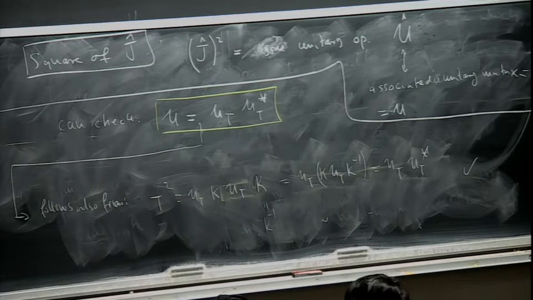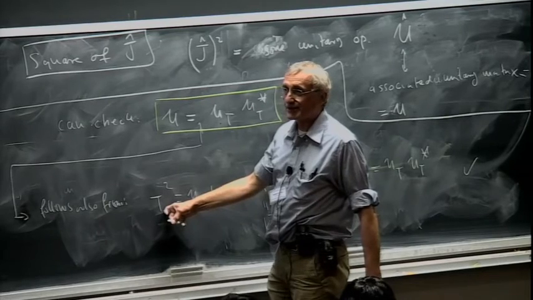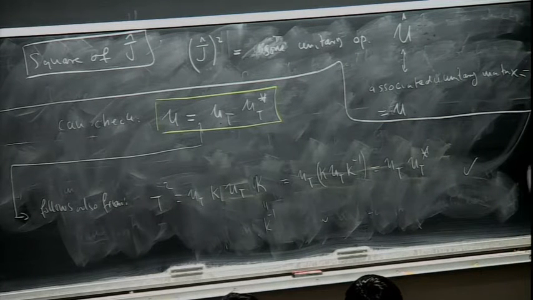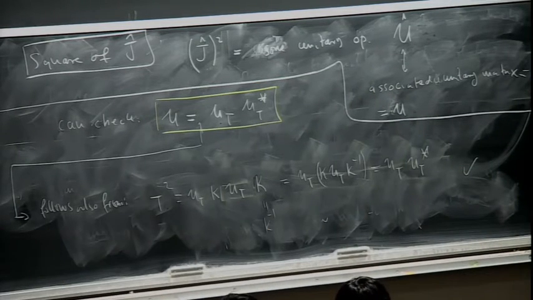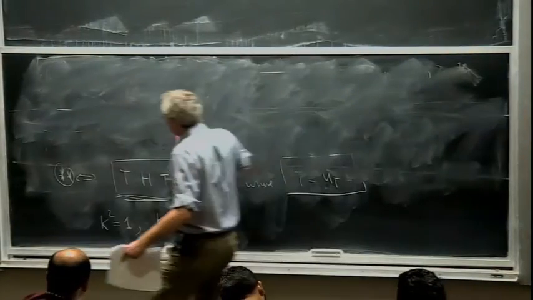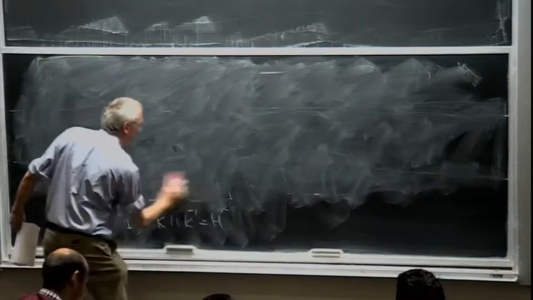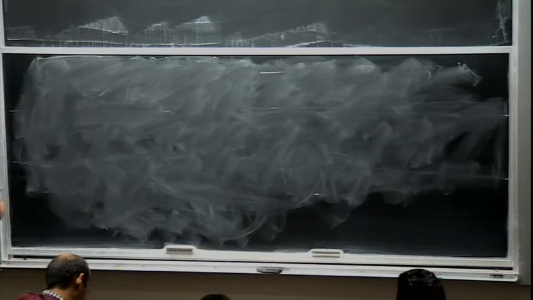What is that? Yeah, so I'll come to that. But right now I'm thinking about the first quantized version, so there is no fermion parity. It's just fixed. We just have one. Yeah, right.